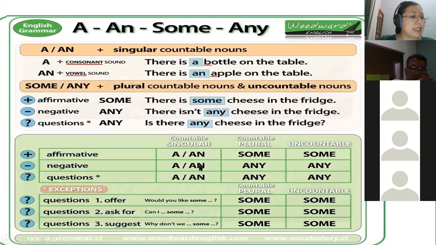Okay, let's repeat the sentences, please. There is a bottle on the table. There is an apple on the table. There is some cheese in the fridge. There isn't any cheese in the fridge. Is there any cheese in the fridge?